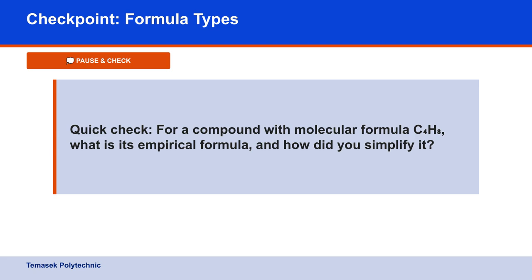A common mistake here is forgetting to check if the ratio can be reduced further, or leaving the subscript 1 written explicitly. Remember, we never write the 1. Also note that CH2 alone does not tell you the actual molecule. Many different compounds can share this same empirical formula, which is exactly why we distinguish between empirical and molecular formulas in chemical analysis and engineering applications.